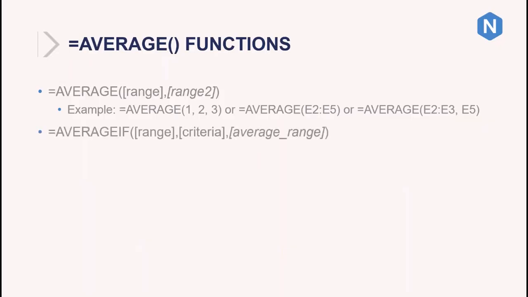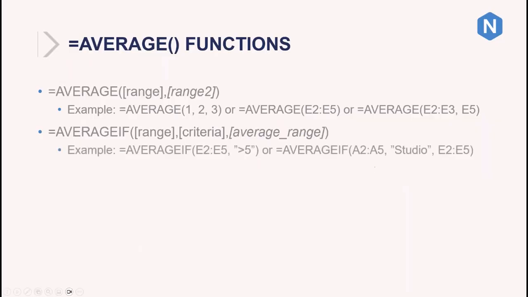There's an average if, and again, I typically don't use average if because it changes my structure too much. When I give it a range and a criteria, if that range is not numeric, then I have to put the average value range at the end, and I don't like that. That doesn't sit well with me.